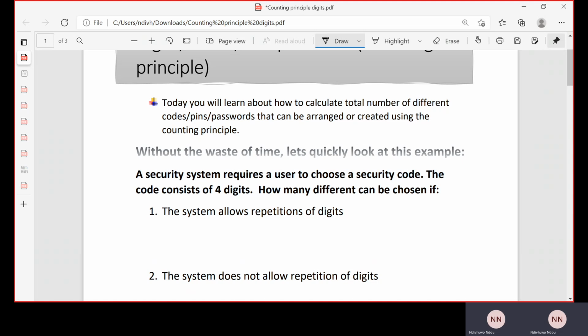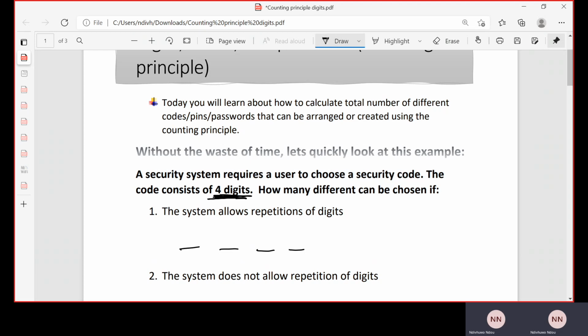They say a security system requires a user to choose a security code, and the code consists of 4 digits. This is a very important statement. The code consists of 4 digits, right? So it must have 4 spaces: 1, 2, 3, 4, because it's 4 digits. There must be 4 positions for those digits.